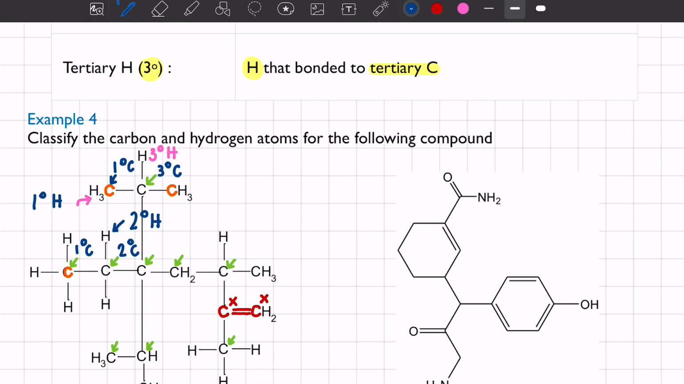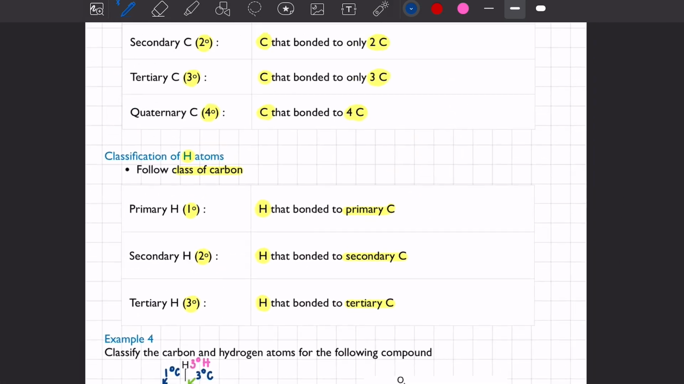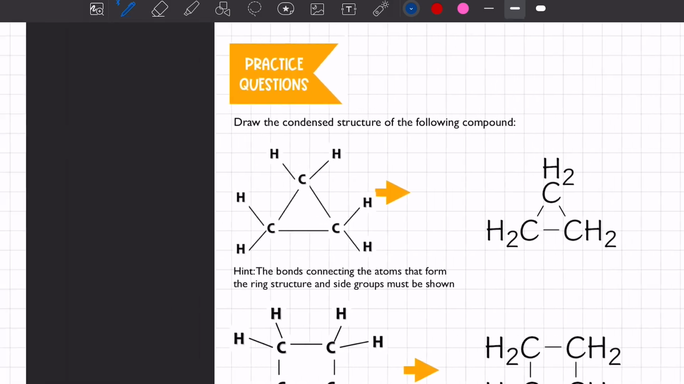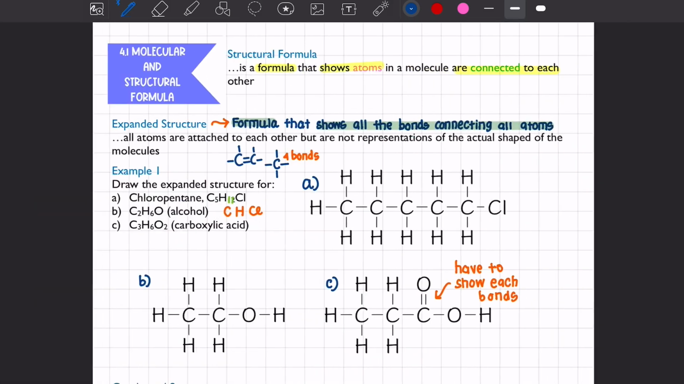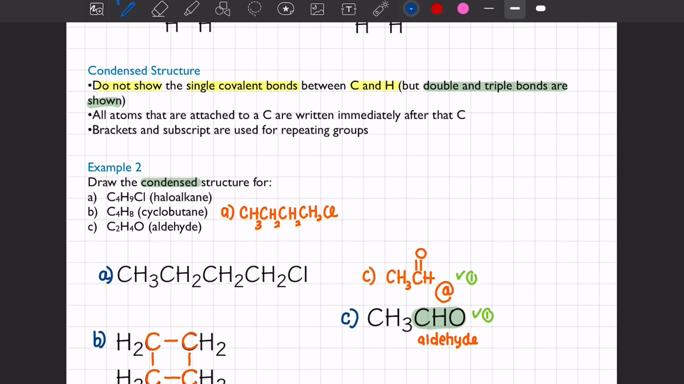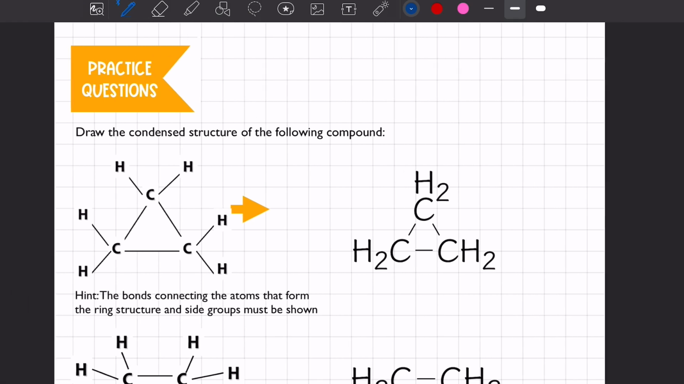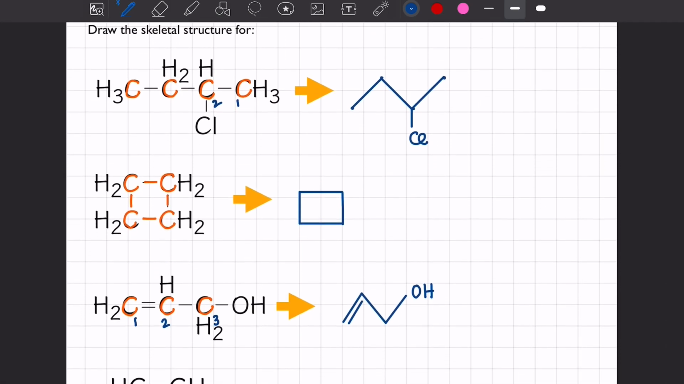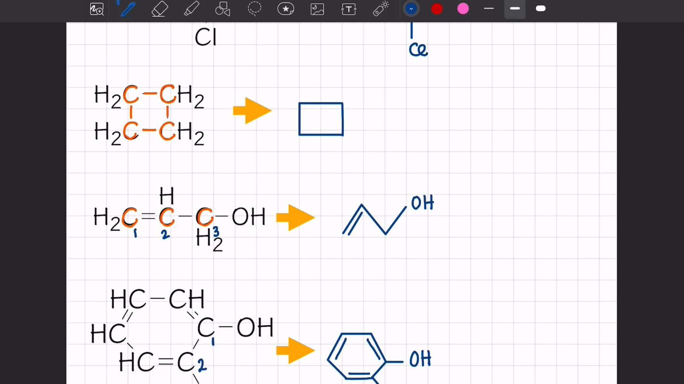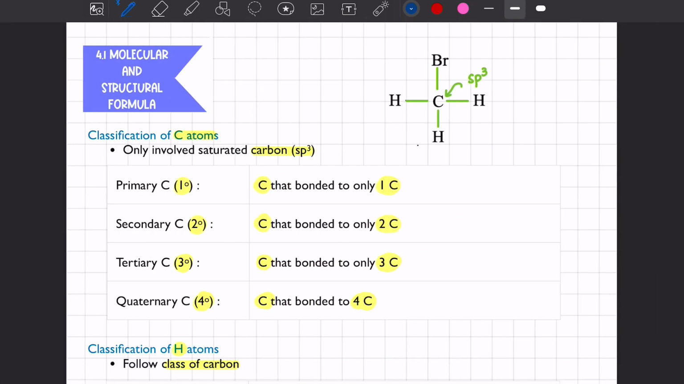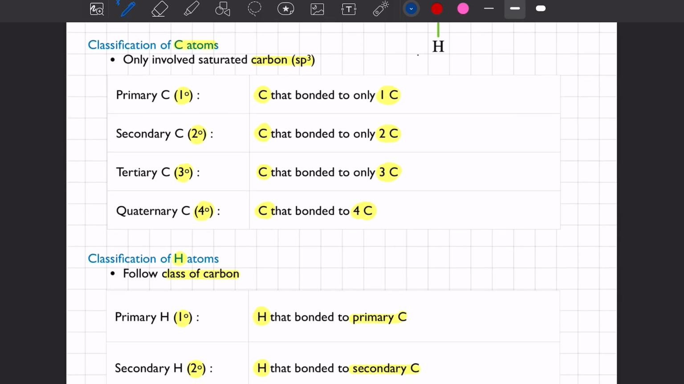Okay guys, so that's it. So basically for chapter 4.1, we learn about expanded structure. Okay, we have condensed structure. Macam mana nak lukis condensed? We have skeletal structure. Okay, in which we hide all the bond and we draw each carbon using zigzag structure. Okay, last one, we classify carbon and hydrogen atom.